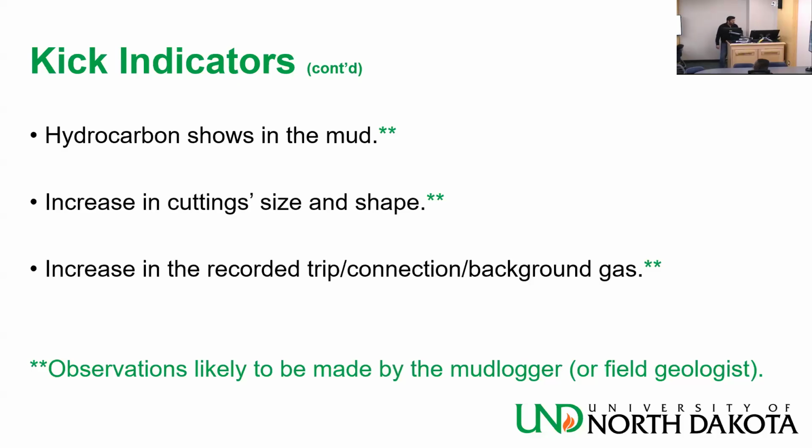Now, there is a problem with the first two. The recorded trip, connection, and background gas is going to be immediate. I will get an increase in all the readings. Normally, it's just the background gas that increases, but it's going to impact everything. All of them are going to be high. For the indicator of hydrocarbon, let's say oil, showing in the mud, it depends on whether you are getting to your target zone. If you are still far away from the target zone, where will you start getting oil showing up in the mud? I might be getting a kick not from the target zone.